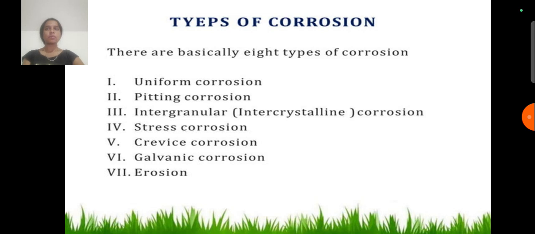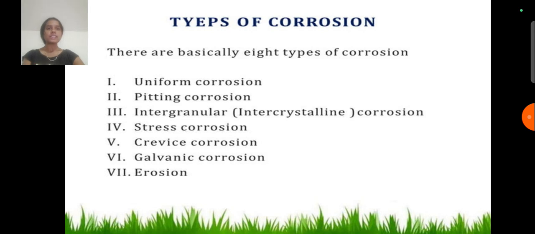What is uniform corrosion? Uniform corrosion is a type of corrosion that results in a uniform and continuous decrease over the entire surface area of the metal. This is called uniform corrosion. And what is pitting corrosion? This is a localized corrosion, characterized by irregularly shaped cavities on the surface of the metal. This is called pitting corrosion.